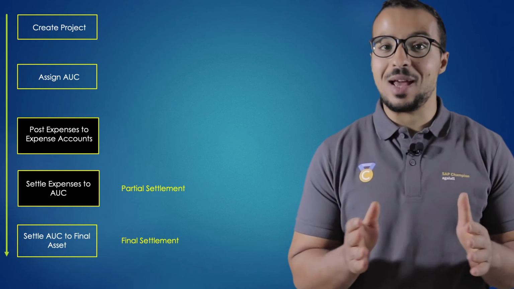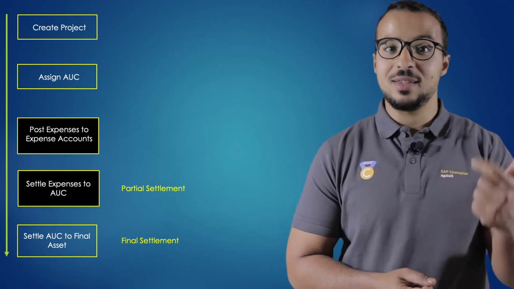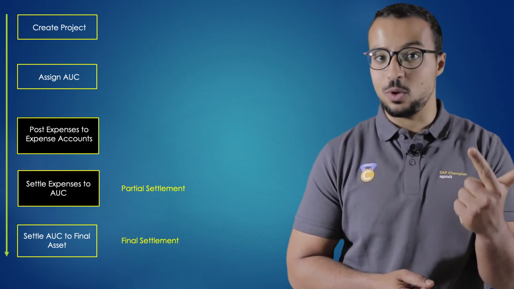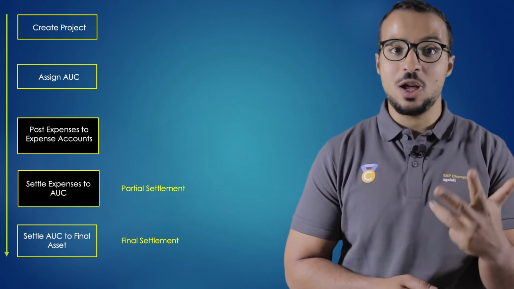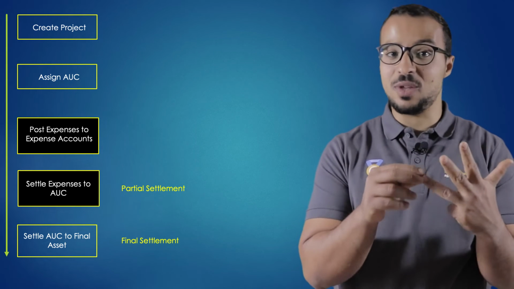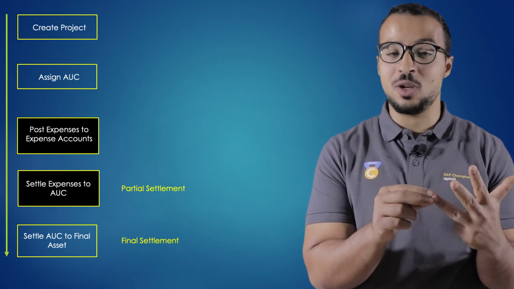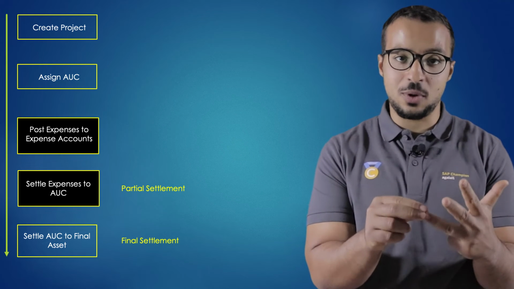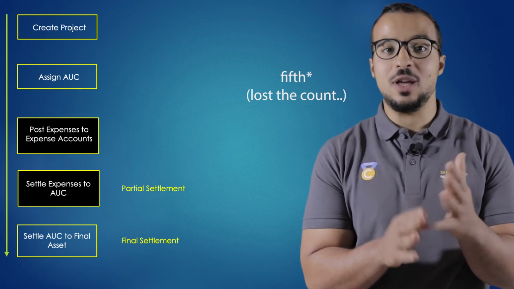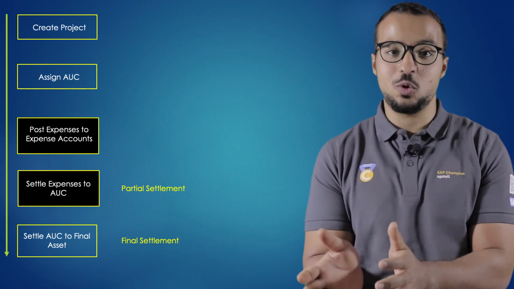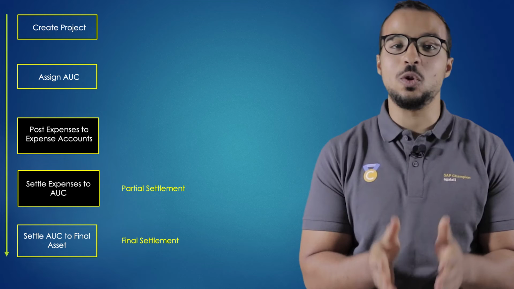So now the final and the standard process is, first we create a project to build the warehouse. Second, we assign an Asset Under Construction to the project. Third, we post to the expense accounts. Fourth, we settle the values from the expense accounts to the Asset Under Construction at the end of every financial period, which is a month, for example, and this is called partial settlement. And fifth, we settle the value from the Asset Under Construction to the final fixed asset when the warehouse is ready, and this is called final settlement.